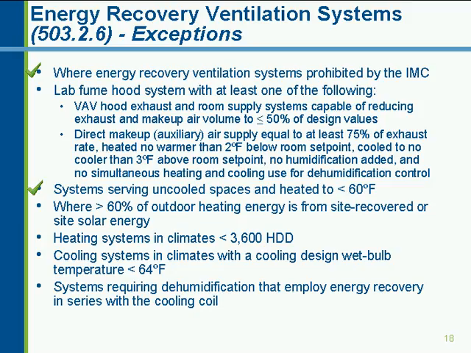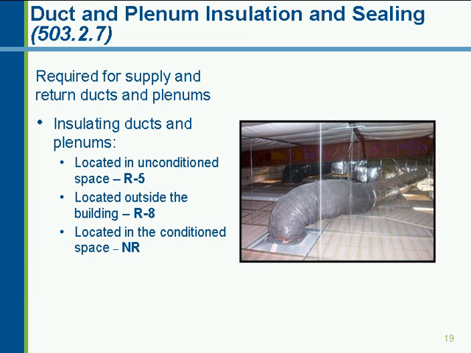Where 60% of the outdoor heating energy is supplied by site recovered or site solar energy, you're exempt. Heating systems in climates of less than 3,600 heating degree days are exempt, and cooling systems in climates with a cooling design wet bulb temperature less than 64 degrees are exempt. Systems that require dehumidification that use energy recovery in series with the cooling coil are exempt, and really what they're exempt from is the efficiency requirement, the requirement for 50% recovery effectiveness.